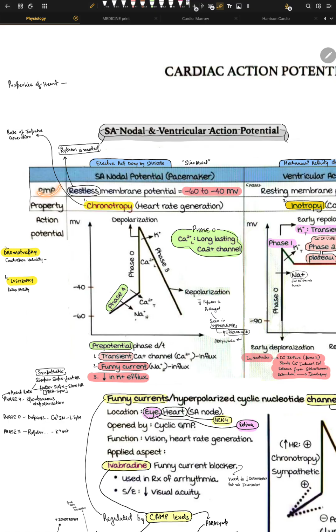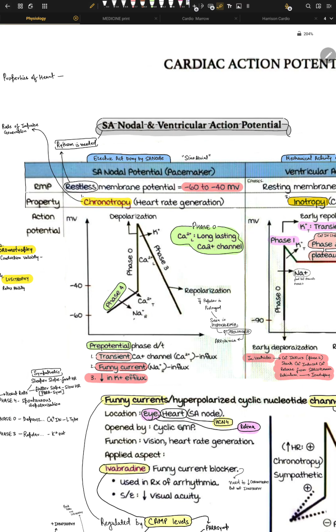Here's the thing: the resting membrane potential, RMP, of the cells present in this node is restless. What's the real meaning of restless here? Restless means it is never resting at any potential. For example, it keeps cycling from minus 60 to minus 40. Remember that at minus 40 there is a threshold which is achieved.